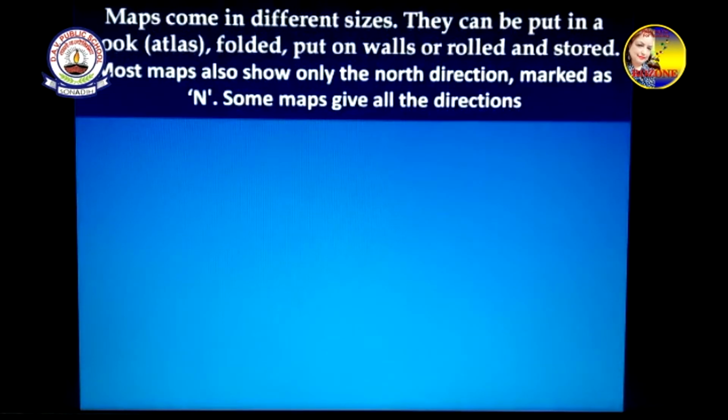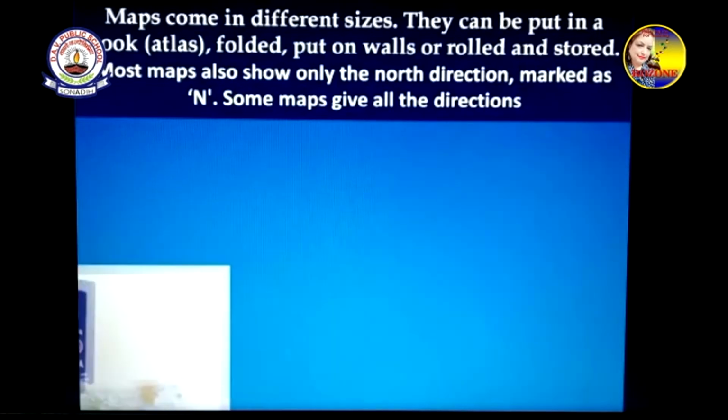Maps come in different sizes. They can be put in a book, and that book is known as an atlas, or you can fold the map, put it on walls, or roll and store it. Most maps show only the north direction, marked as N. Some maps give us all the directions, north, south, east, west, but some give only north, marked as N.